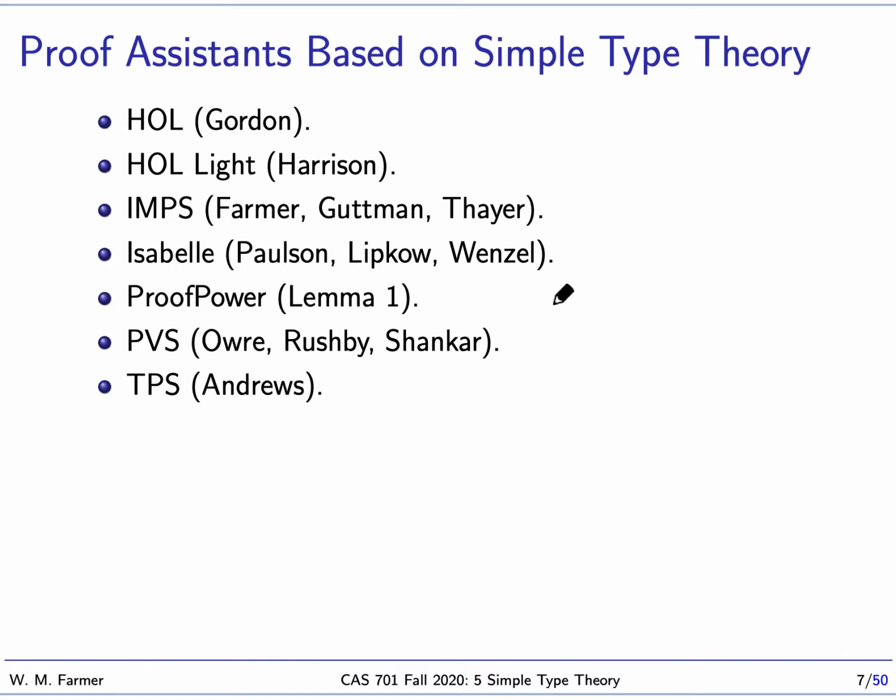Now, there have been a number of proof assistants based on simple type theory that I mentioned. These systems were pretty much developed in the late 80s, early 90s. I want to point out one system here called IMPS. This was developed by myself and my colleagues Joshua Guttman and Javier Thayer at the MITRE Corporation, and it was released in 1993. And it's notable because, unlike these other systems, it can handle undefined expressions in a direct way.